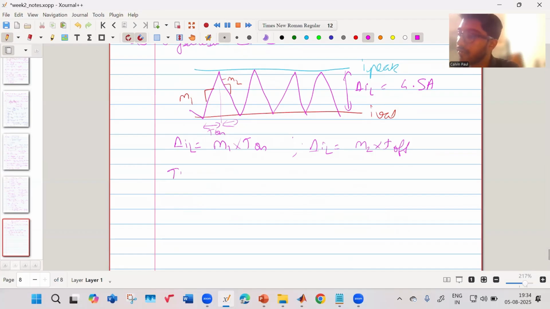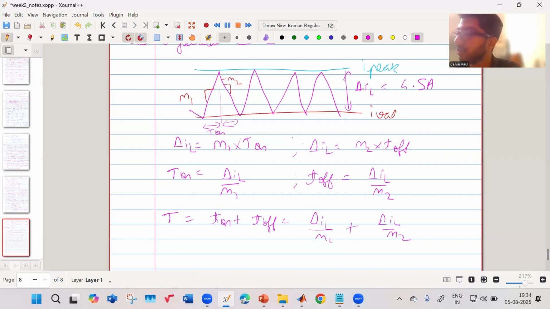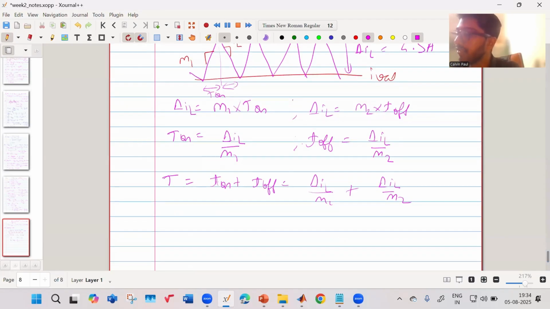Okay, better than that, T on is delta IL upon M1. T off is equal to delta IL upon M2. So your time period T is T on plus T off, which is equal to delta IL upon M1 plus delta IL upon M2. Your time period T is delta IL into (M1 plus M2) upon (M1 into M2). Okay, this is the expression.